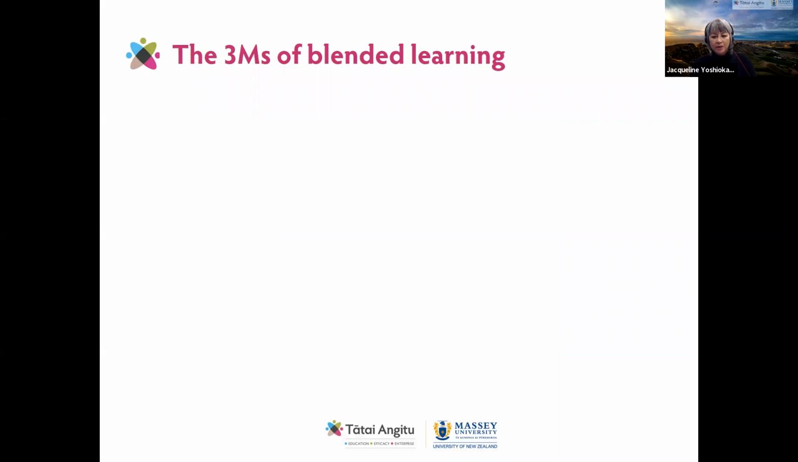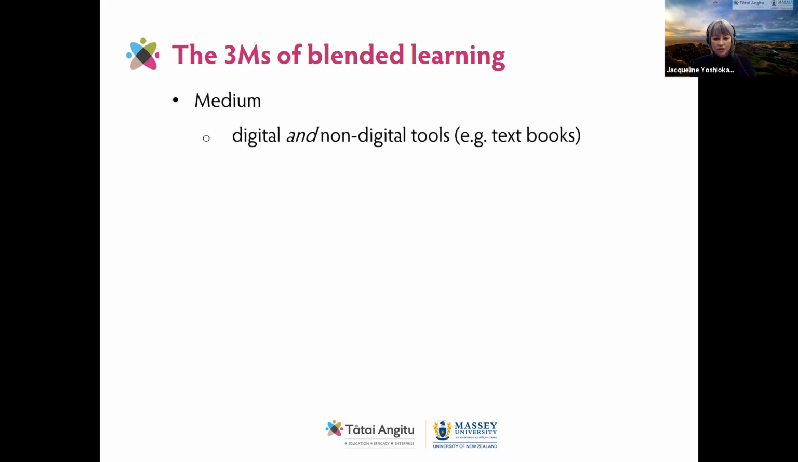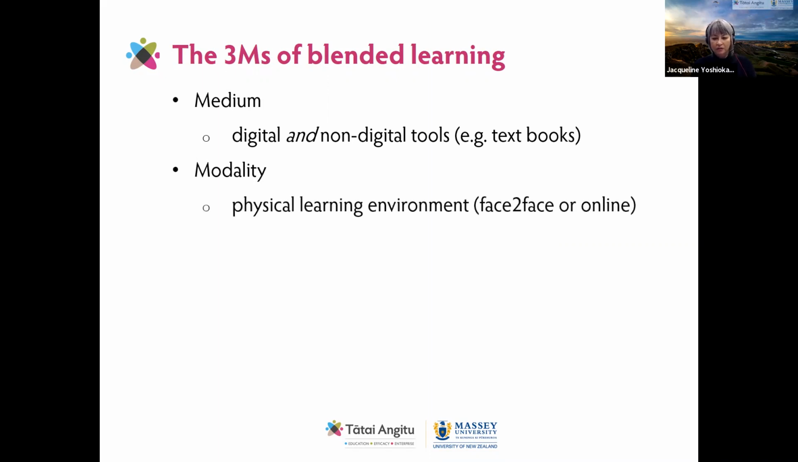We go from the SAMR model to look at the 3 M's of blended learning. The first of these is medium. And medium means both your digital and non-digital tools, such as textbooks and workbooks and so on. The second is modality. This can be in class or online. This is the physical learning environment for your students. And lastly, we have method.